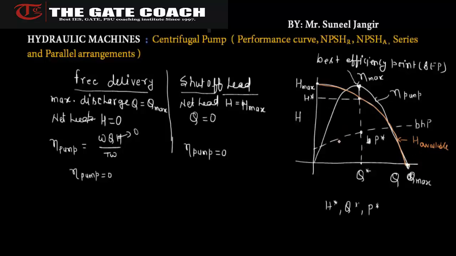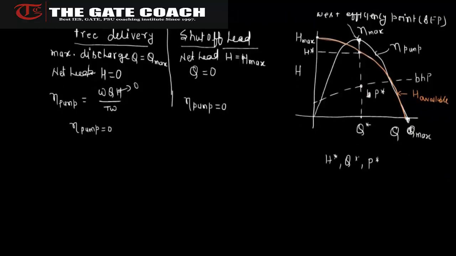Now if we have some piping system and we want to match that piping system to our pump, so that the piping system can easily work, then the requirements of head are defined as head required. So let's first understand what the head required is. Let's suppose there is some piping system, with pipes of different diameters and different lengths.